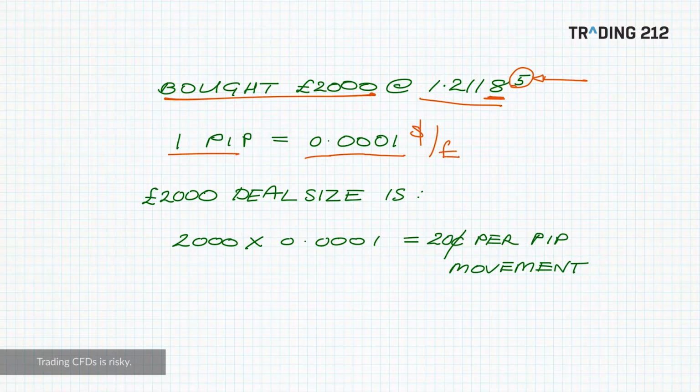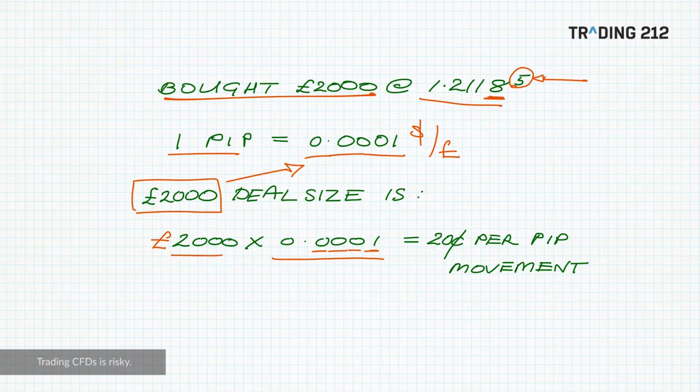So if we multiply our 2,000 pound deal size by the value of 1 pip, that will show us what 1 pip movement will mean for our deal size. So 2,000 pounds multiplied by $0.0001 per pound. 0.1 here would have been a tenth. This would be a hundredth, a thousandth. So this is a 10,000th. So 2,000 multiplied by 1/10,000th should equal $0.2, or as I've written here, 20 cents per pip movement.